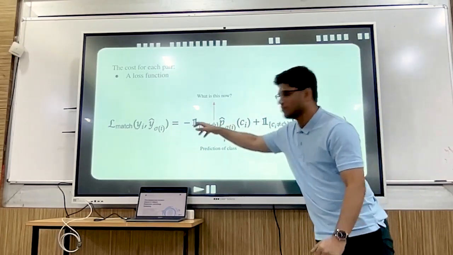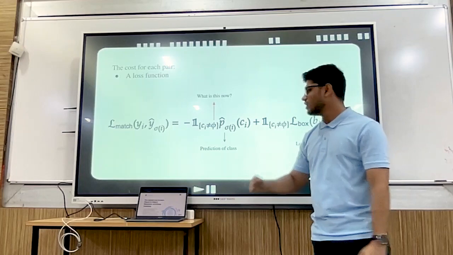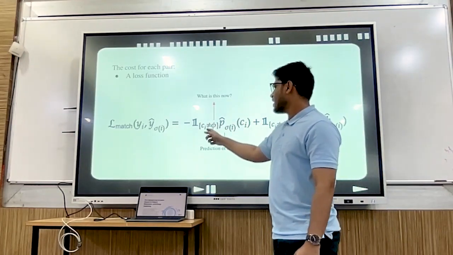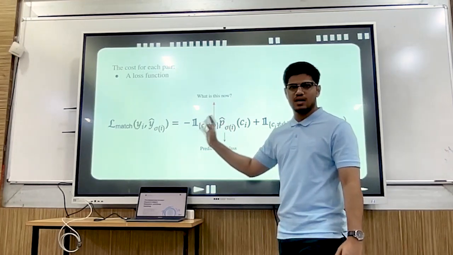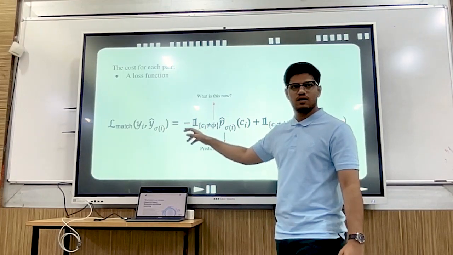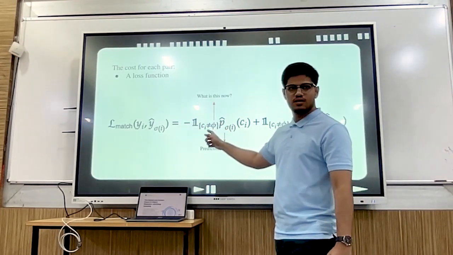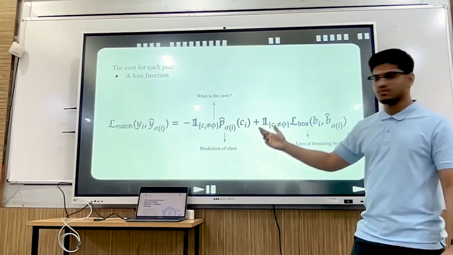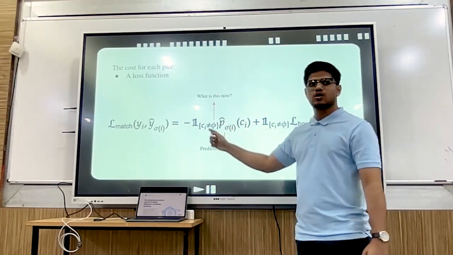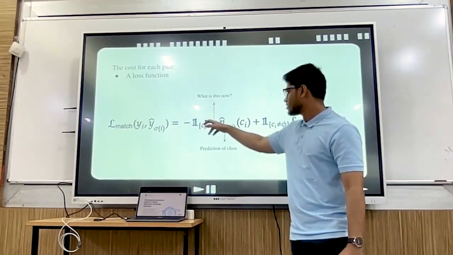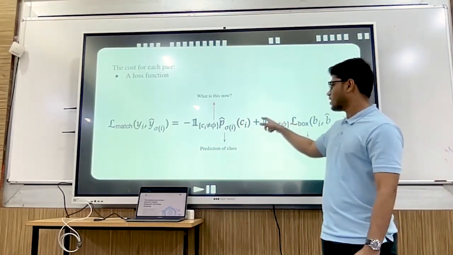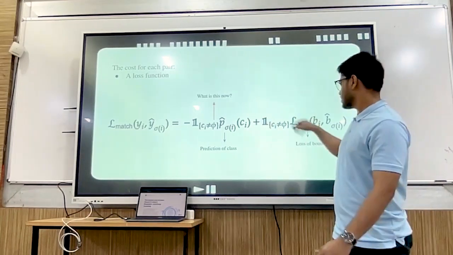And now I'm going to tell you what this symbol is. It looks like a 1, not really a 1. What it means is that if Ci is equal to the no object token, then you take minus 1, otherwise this. And same for this: if Ci is equal to a class token, then you take 1, otherwise this one.